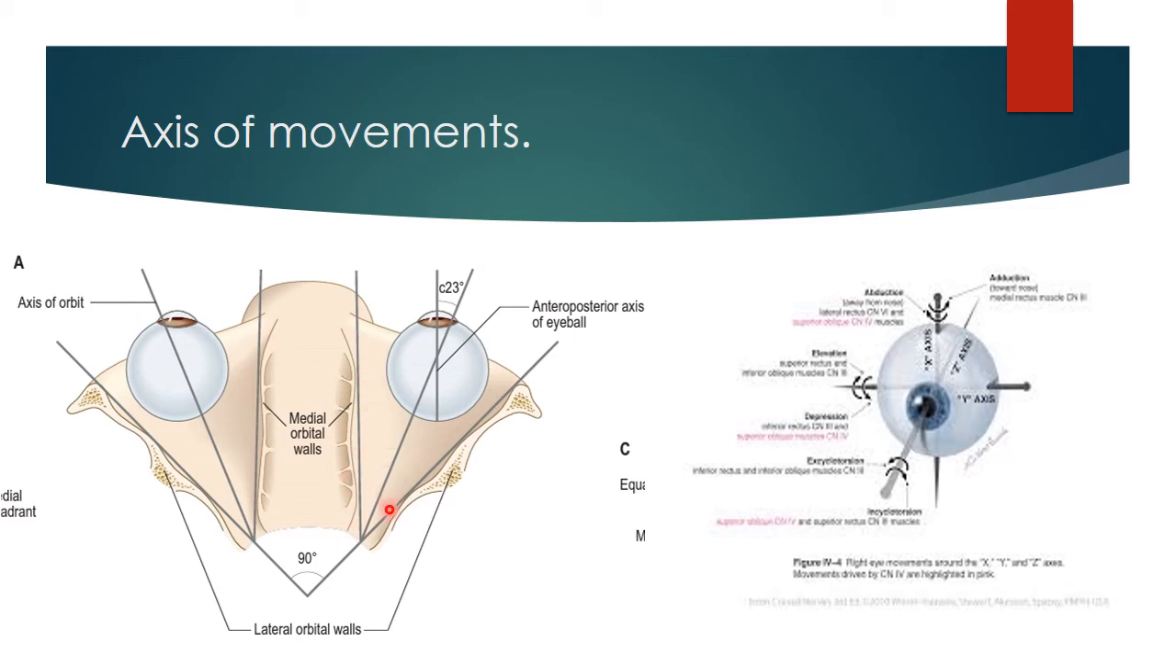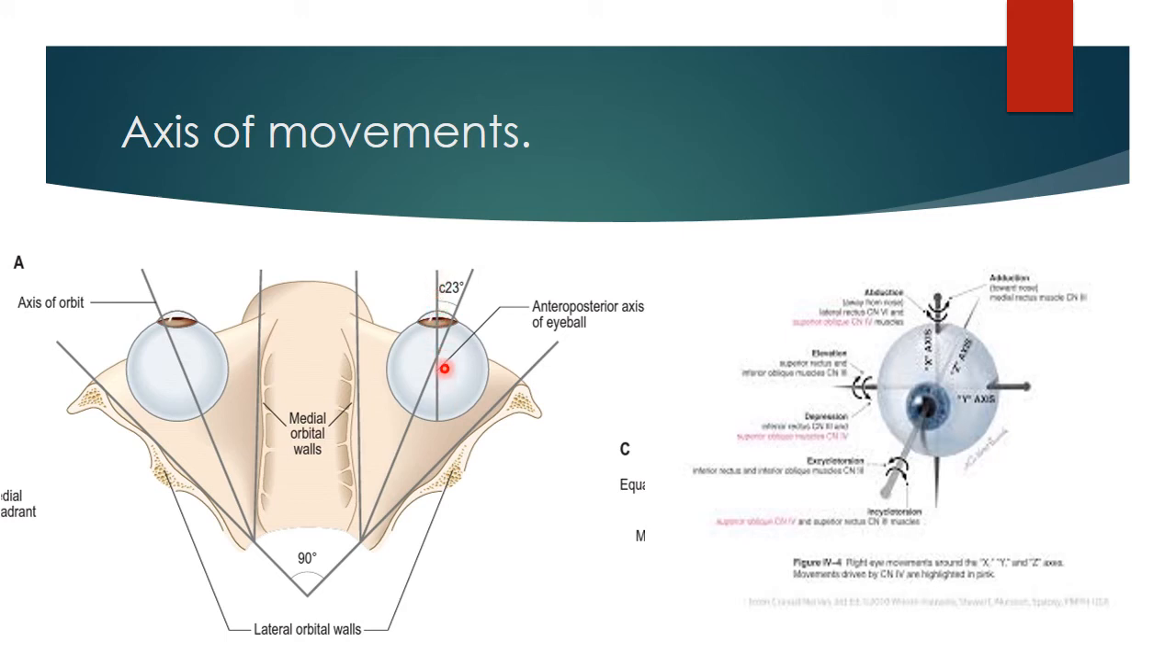Each orbital cavity is pyramidal in shape with its apex directed posteromedially while the base is directed anterolaterally. Now if we draw an imaginary line which passes through the center of this quadrangular margin, this line is called the axis of the orbit, and the second line which passes anteroposteriorly from the center of the pupil, this axis is called the optical axis or axis of gaze.